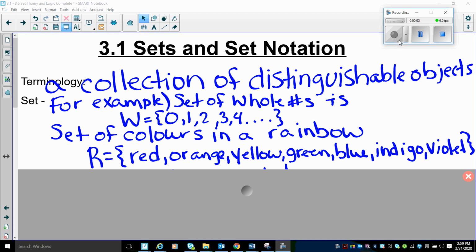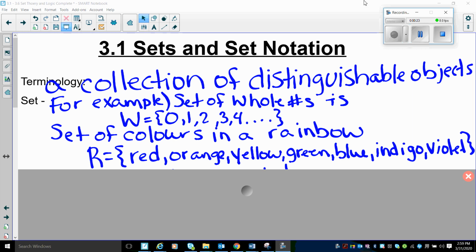Hi everyone. In this video, I want to talk about the beginning of our chapter 3. Chapter 3 is divided into two outcomes. The first is talking about set and set notation. So let's start off with talking about what a set is and how you represent those.